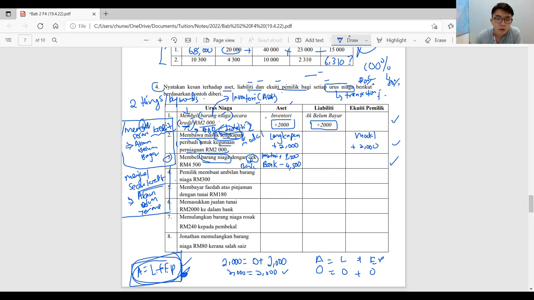Question 4. Pemilik membuat ambilan. Do you remember ambilan? Yes, ambilan is under equity pemilik. Right, so barang niaga RM300. Pemilik membuat ambilan barang niaga. So dia ambil barang niaga. Barang niaga refer to inventory. Inventory is in your asset.